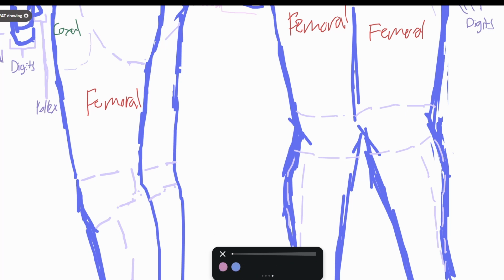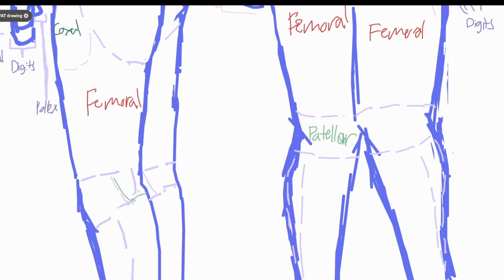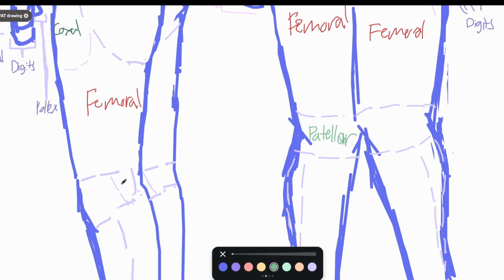Okay, so now we have the knee. Here, I think this bone is called the patella, so you would just call it the patellar, right? On the back, you would call that the popliteal.